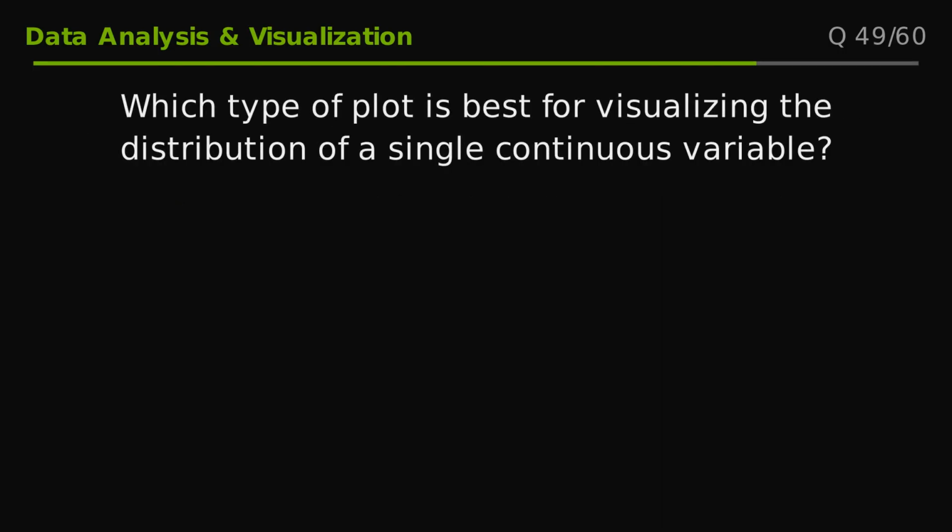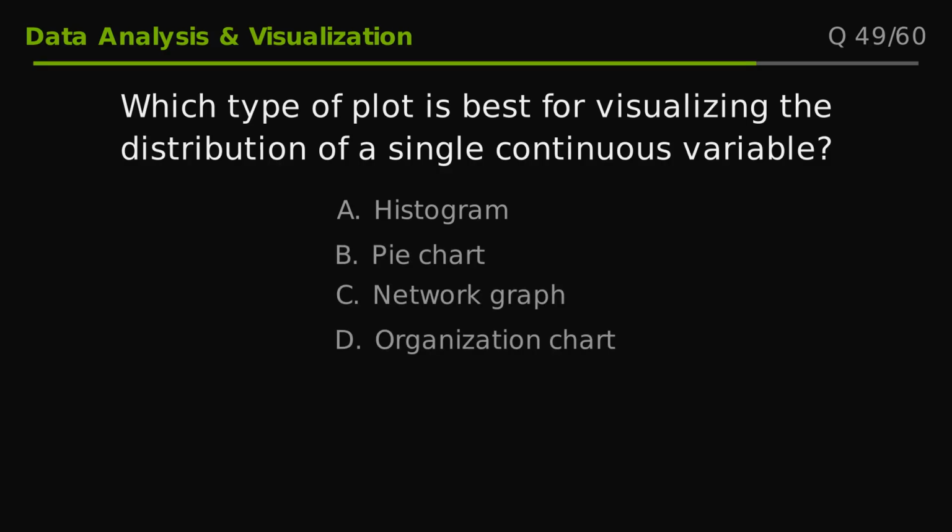Question 49. Which type of plot is best for visualizing the distribution of a single continuous variable? Option A. Histogram. Option B. Pie chart. Option C. Network graph. Option D. Organization chart.